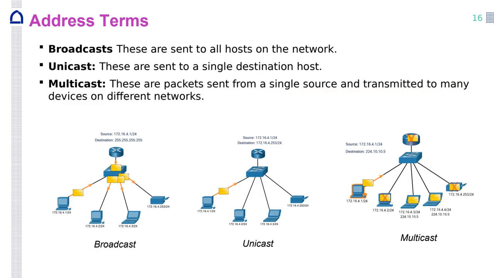What is the meaning of broadcast? You are sending to all the computers in your local area network. Unicast, computer to computer. Multicast, from one source to multiple destinations. These are the examples. Unicast, from computer to computer, or from one source to one destination. Broadcast, from one source to everybody. Multicast, from one source to a group of end users, or hosts.